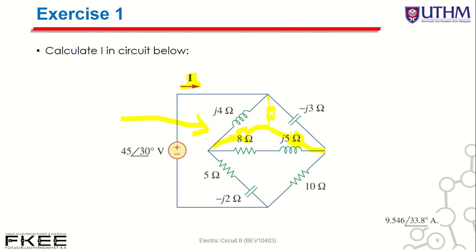Nampak tak? Yang ni series, and then this one series, these two branches parallel, and then series. Then you can determine total Z. From the Z you can determine current. Okay, boleh try yang ni, boleh cuba yang ni, how to determine. First you need to convert from delta to Y, and then you can solve the circuit, find the total Z. From the total Z you can determine current.